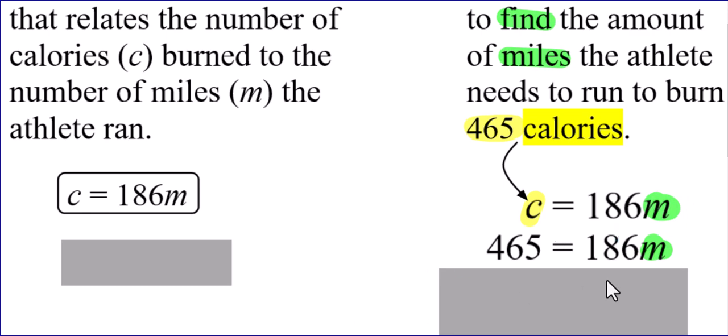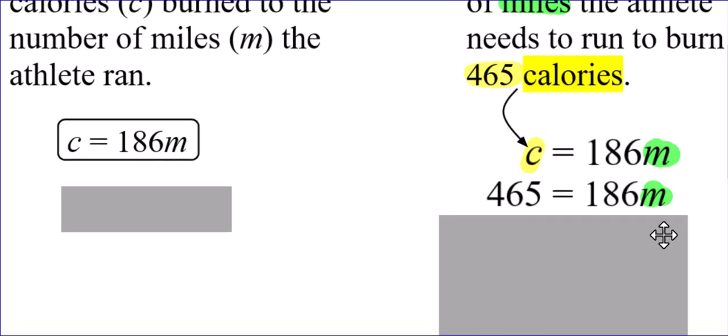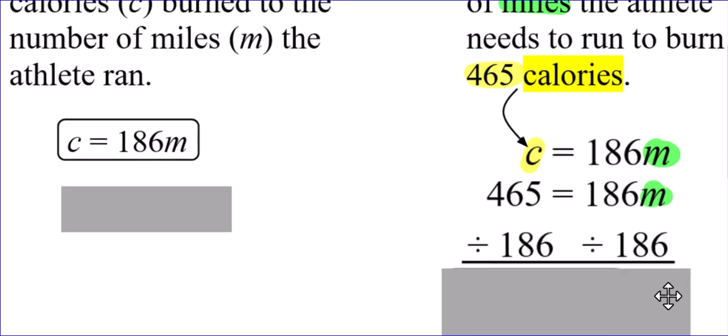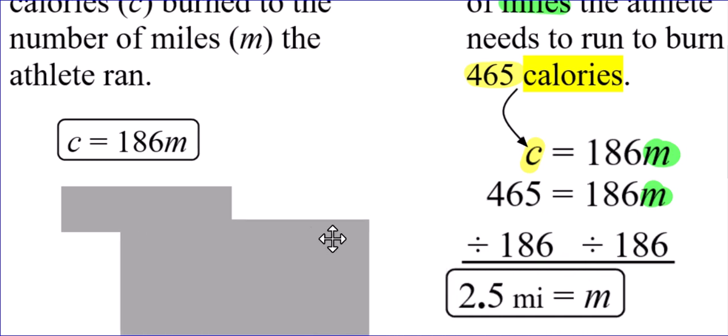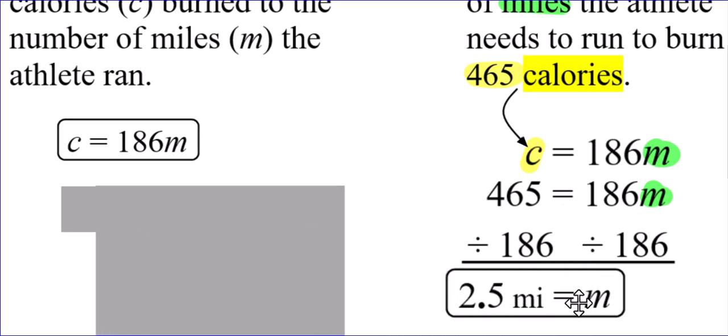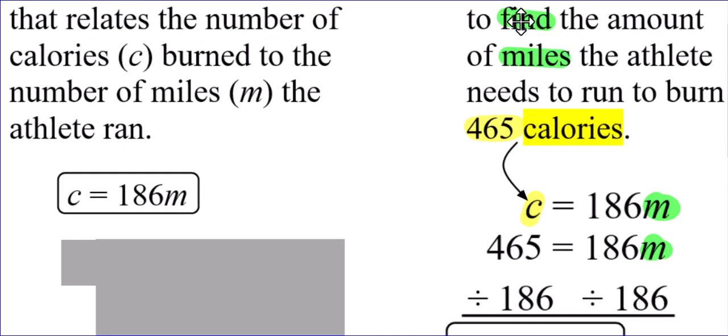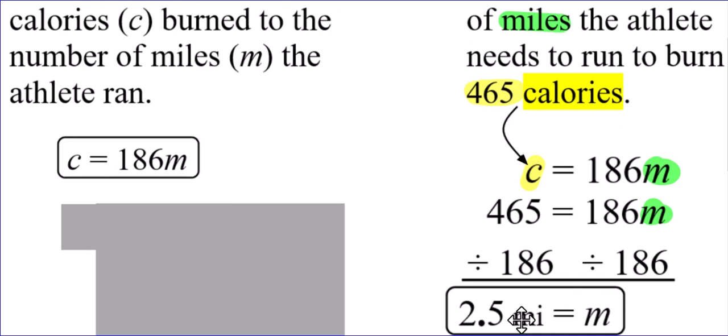So you might remember how I taught you to ask yourself, how do you solve an equation? Ask yourself what's happening to the variable. Here it's being multiplied by 186. Therefore, the inverse is to divide. So that's why we're going to divide on both sides to get the M by itself. So what is 465 divided by 186? Use your calculator, you'll get 2.5. This is miles, because I'm trying to find, I have it highlighted in green for you up here, the amount of miles, so it's 2.5 miles equals M.